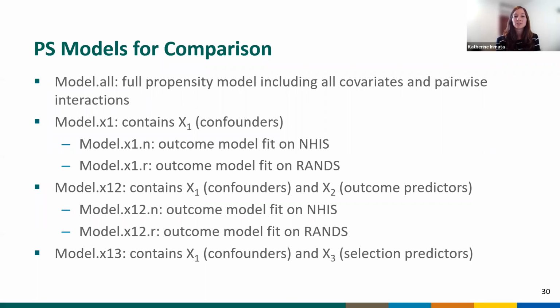But I think it's important to also think about this model that ends in .r for fitting on the RANDs data, because if it's the case that our reference survey data isn't available, or more commonly, our outcome of interest isn't collected in your reference survey, you may need to use your web survey or non-probability survey data to evaluate the different covariate types. And then we also look at models that contain our confounders and outcome predictors, and then the confounders and selection predictors.